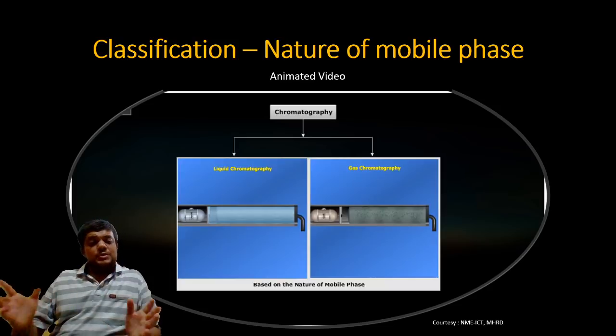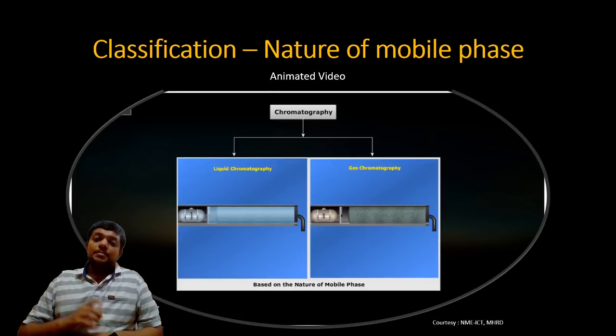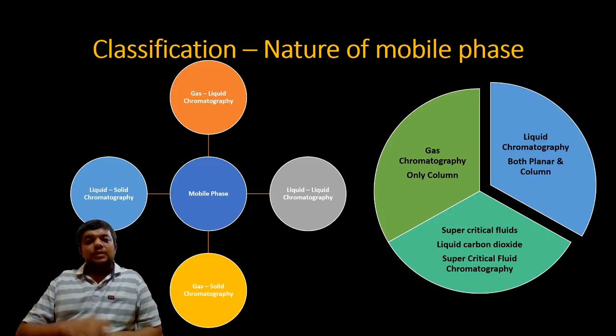So based on the nature of mobile phase, you can use two types of mobile phase, a liquid mobile phase and a gas mobile phase. And depending on this method of classification, you can come up with four combinations. One is gas liquid chromatography, where gas is your mobile phase and liquid coated on solid is your stationary phase.